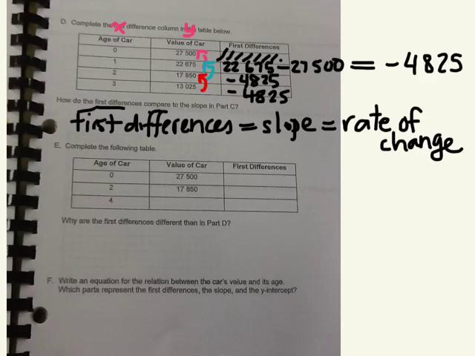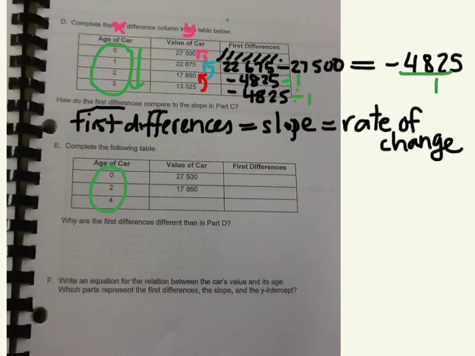For part E, it's asking you to complete the following table. What do you notice about the age of the car in part E, which is different from the age of the car in part 1? So, in this example, it was going up by 1. Well, if I divide this by 1, does the answer change? Divide by 1, divide by 1. It's still the same answer, right?